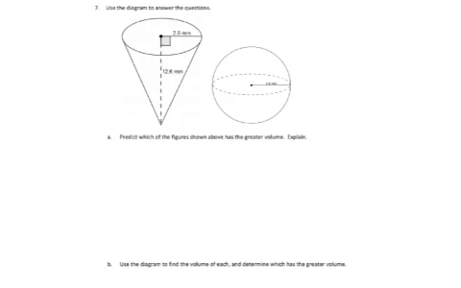Okay, so for number 7, they want you to predict which of the figures shown above has the greater volume. So right now, just make a prediction. Do you think it would be the cone or the cylinder? And you are going to write your prediction right here. So put your prediction down, whatever you think it is, and make sure you explain.